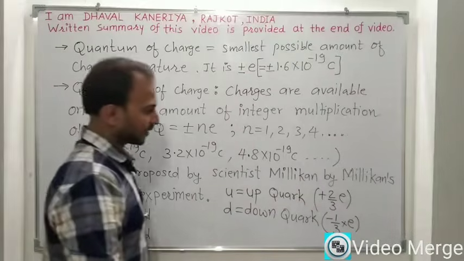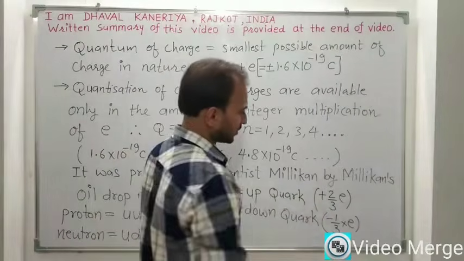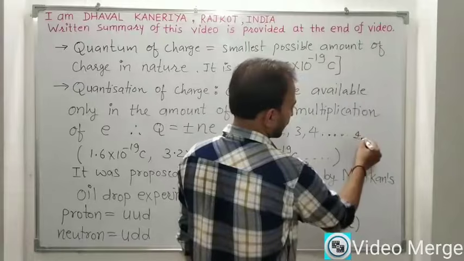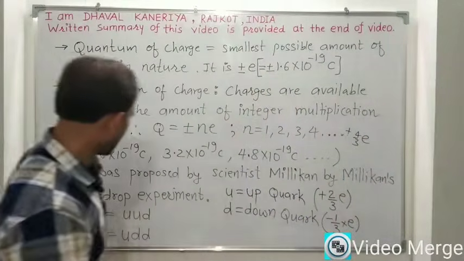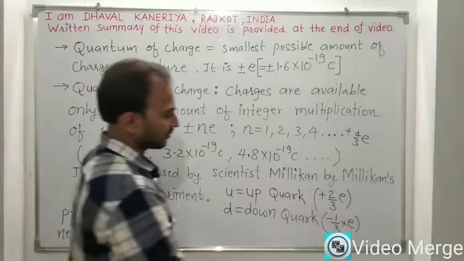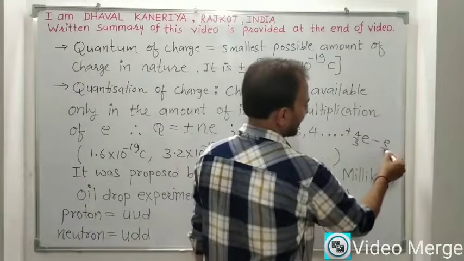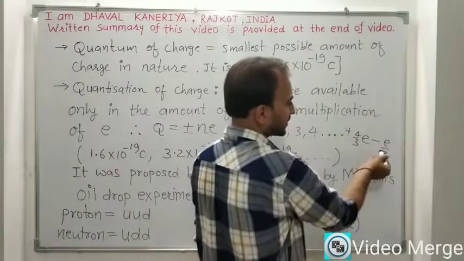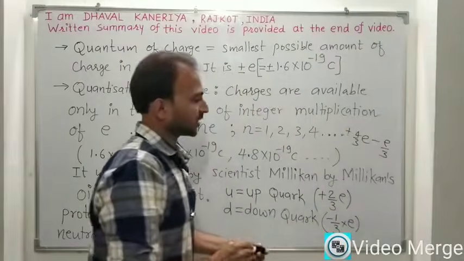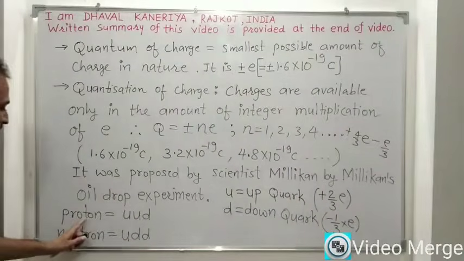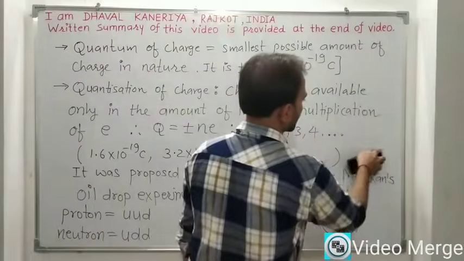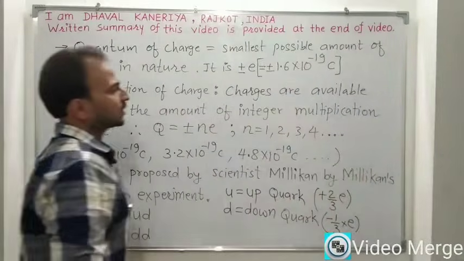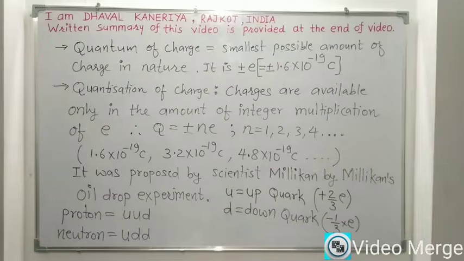UUD. 2 times up quark. So 4 by 3 e positive. And 1 time down quark minus e by 3. That is 3 by 3. That is 1. 1 e charge. A proton has plus 1 e charge. So this is all about the quantization rule of the charge.